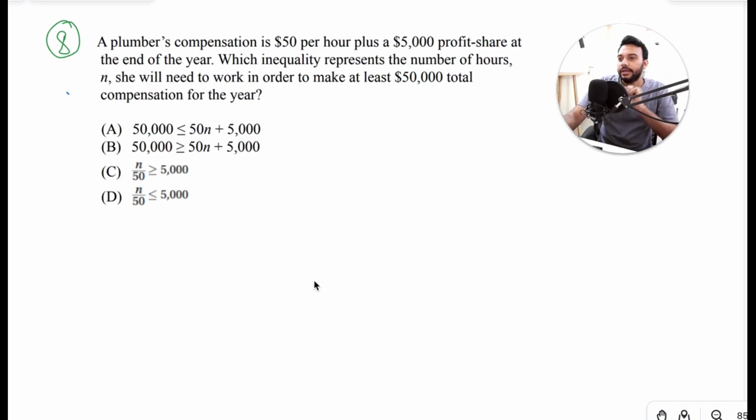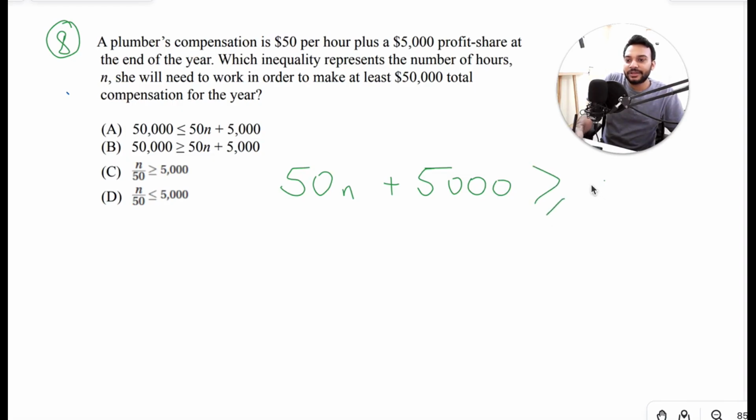Question number 8. A plumber's compensation is $50 per hour plus a $5,000 profit share at the end of the year. Which inequality represents the number of hours N she will need to work in order to make at least $50,000 total compensation for the year? Okay, so at least $50,000. That means what is she earning? She's earning per hour. So if N is the number of hours, then 50N is the per hour earning plus 5,000 is the profit share. This must be greater than or equal to 50,000.